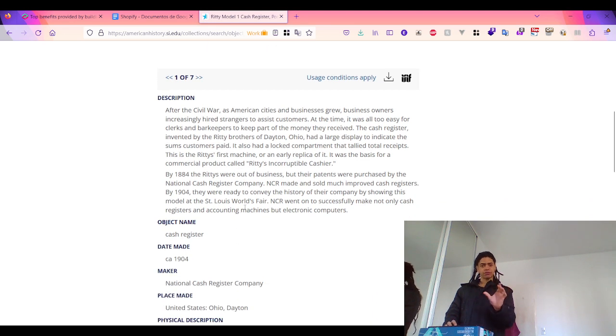But James Ritty and his brother were the first to invent the mechanical cash register, because they were facing a problem: they were hiring a lot of strangers, and it was very easy for them to pocket money from customers. This is something important to recognize. So what he tried to do is prevent that behavior and improve his business, which is something that businesses now go into.